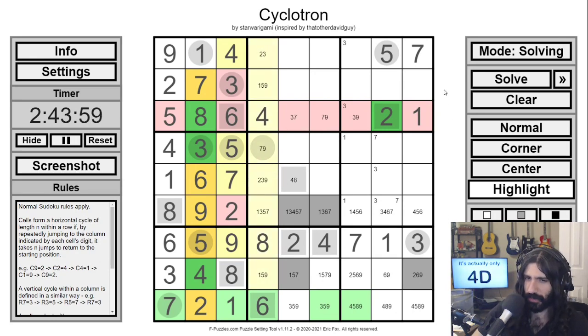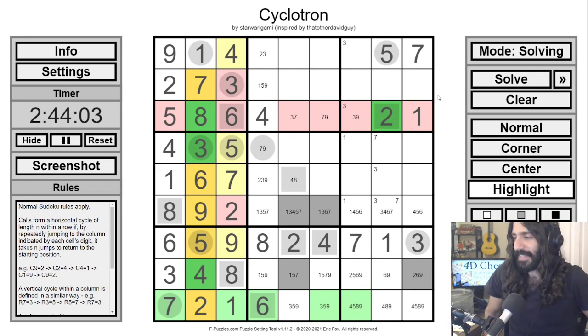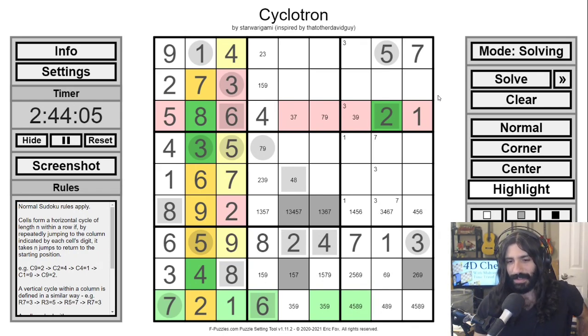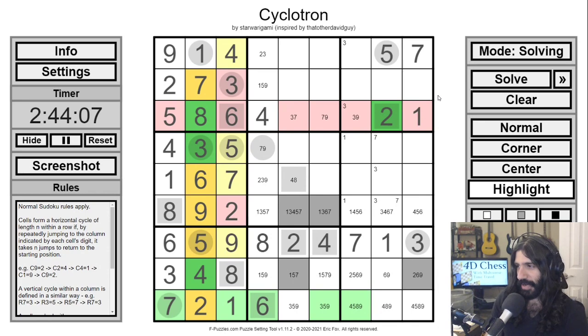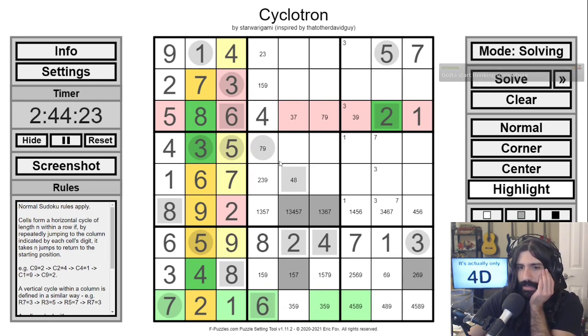Probably we would get the rest of this column. Probably. Now, David, of course, is the creator of this puzzle, or he co-created it. Actually, Starwarigami created it. That other David guy, aka Gordian Tangle, came up with the idea for the mechanic, and Starwarigami put it together, if I understand correctly.